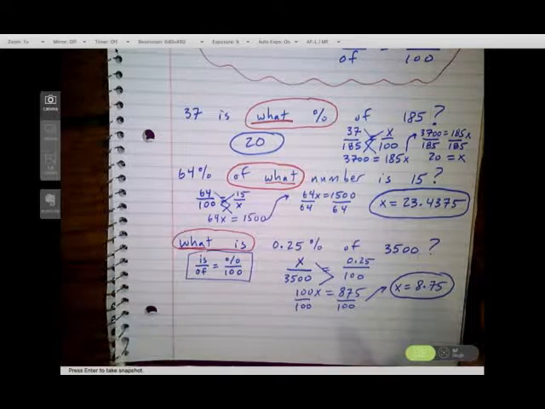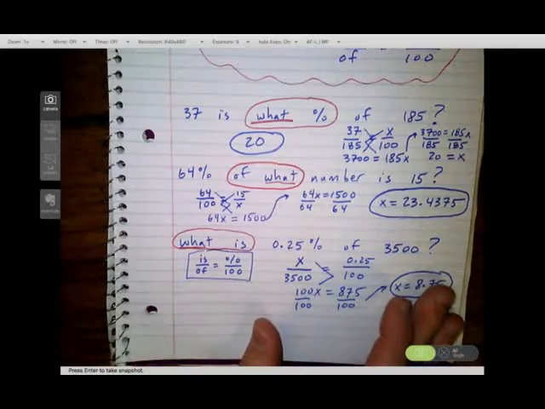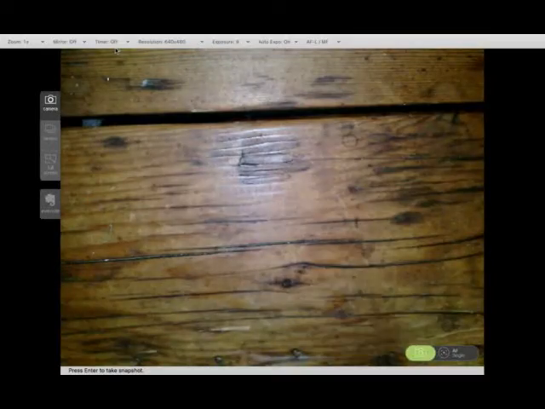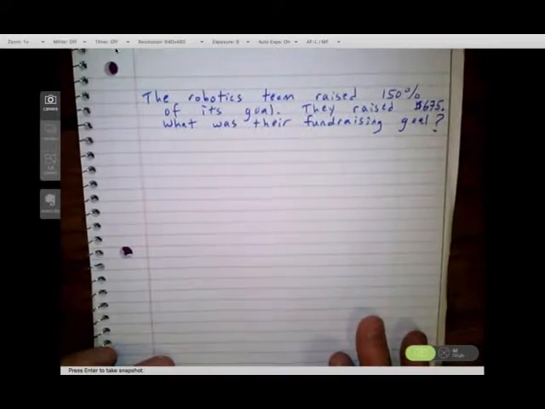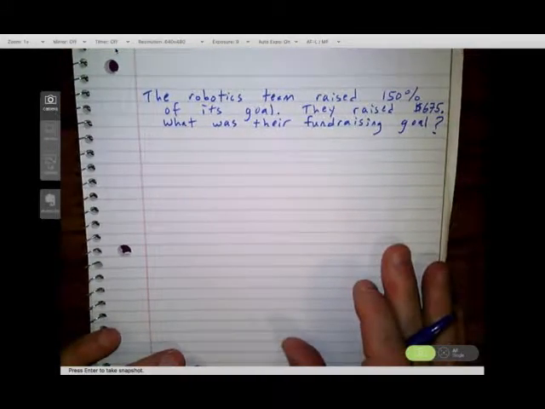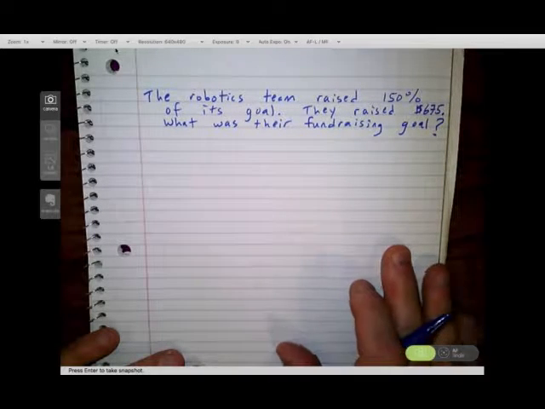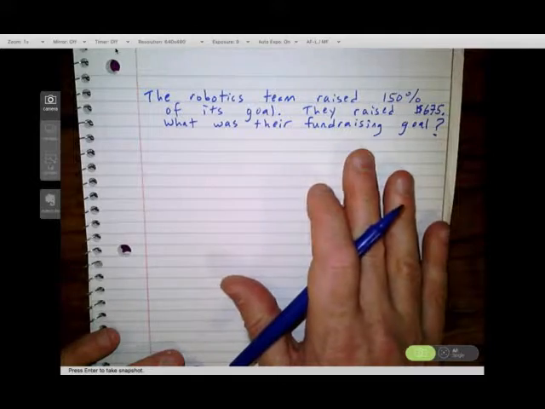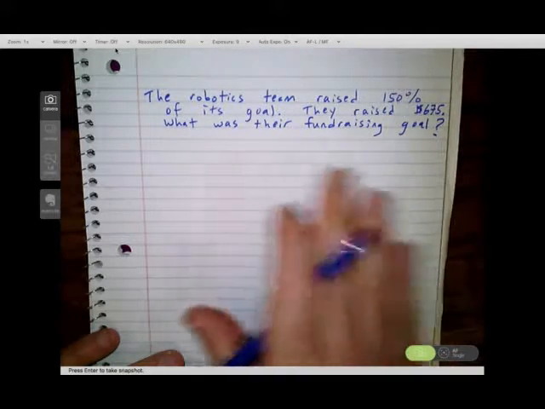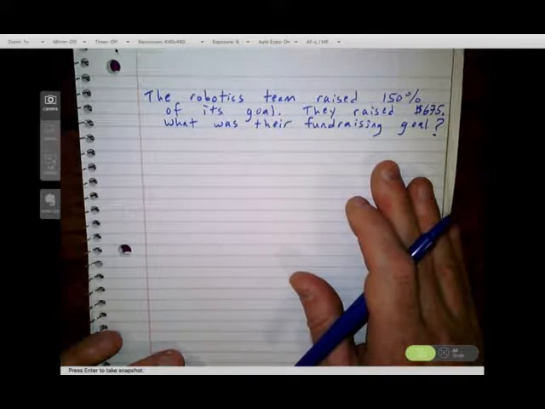So I'm going to give you a few word problems. They're going to be the same way. Sometimes they're worded differently, so it might be a little tricky to figure out exactly how to set it up. And here's one, and this is like one in the book that you'll have on your homework. It says the robotics team raised 150% of its fundraising goal. They raised $675. What was their fundraising goal?